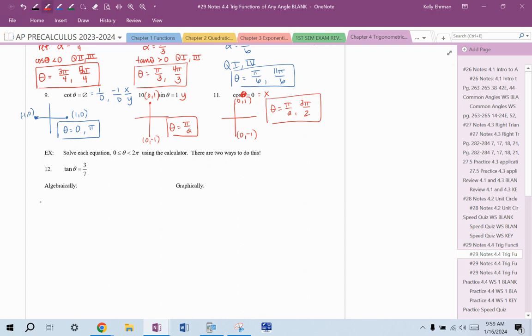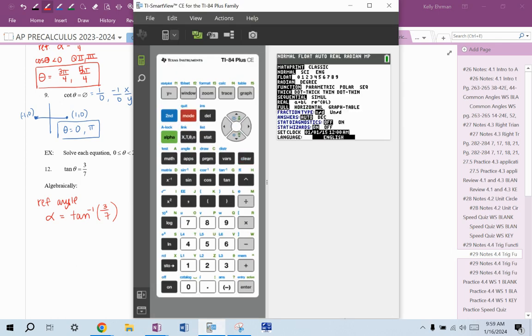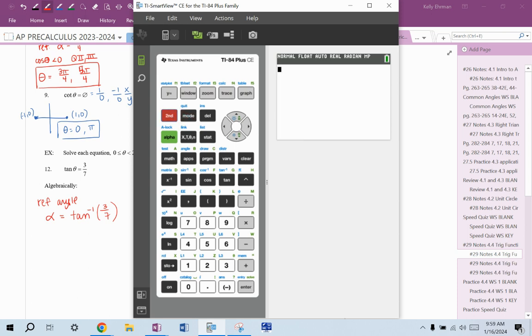So algebraically, I have to figure out, well, first, what's the reference angle? So the first thing I have to do is figure out alpha. And if I want to figure out alpha, that would be, what's the inverse tangent of 3/7? So make sure your calculator is in radian mode. If it's not, press mode, change it down to radians down there. And then inverse tangent of 3/7.